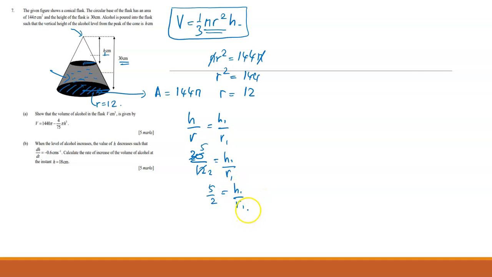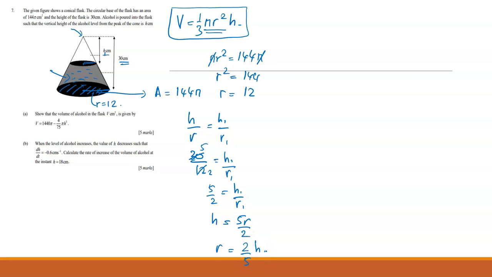So then h equals 5r divided by 2, or r equals 2 over 5 h.